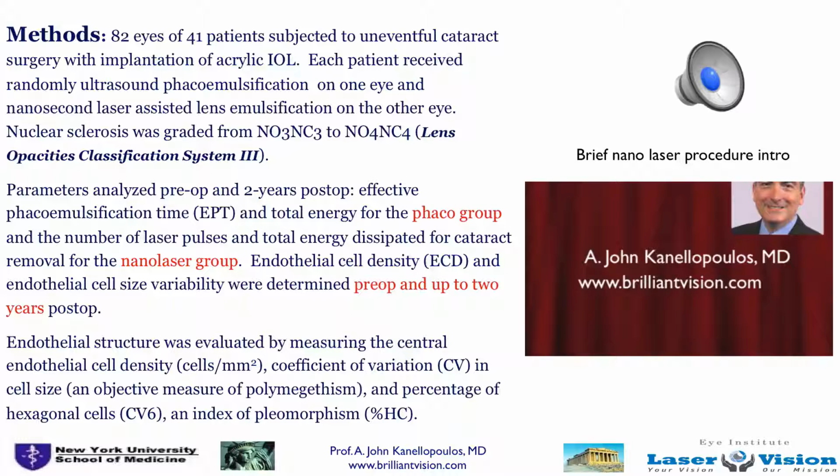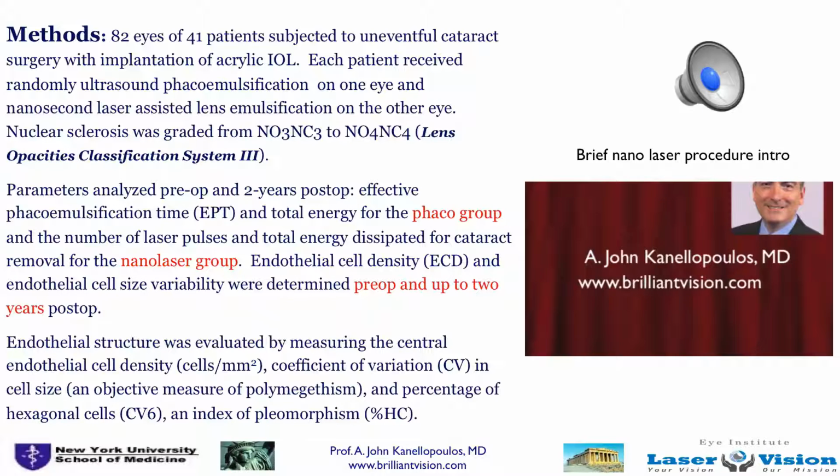82 eyes of 41 patients were subjected to uneventful cataract surgery with implantation in all eyes of an acrylic intraocular lens. Each patient received randomly phaco in one eye and nanosecond laser-assisted lens emulsification in the other eye. The nuclear sclerosis was graded with the Lens Opacities Classification System 3.